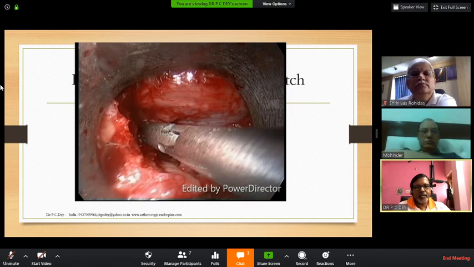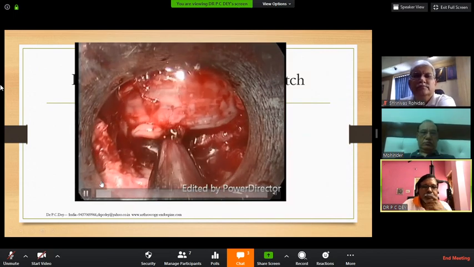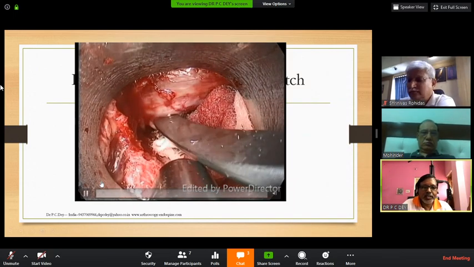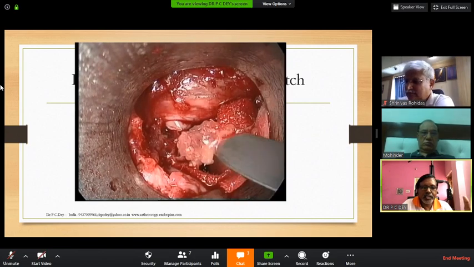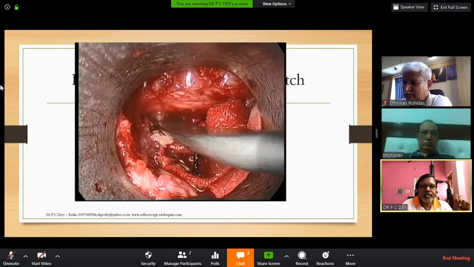Okay, so this is the dural tear. This is not the same case, this is a different case. I just wanted to show you the dural tear here, because this is a very common complication. All spine surgeons and orthopedic surgeons usually face this type of complication; it is the commonest complication they have to face. If it is an endoscopic technique, definitely it is a very small tear.